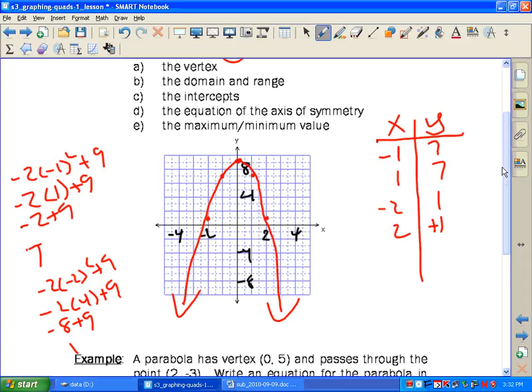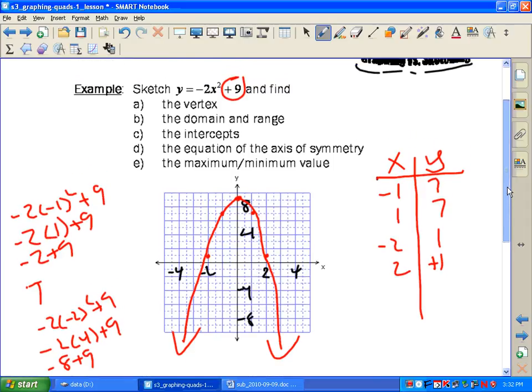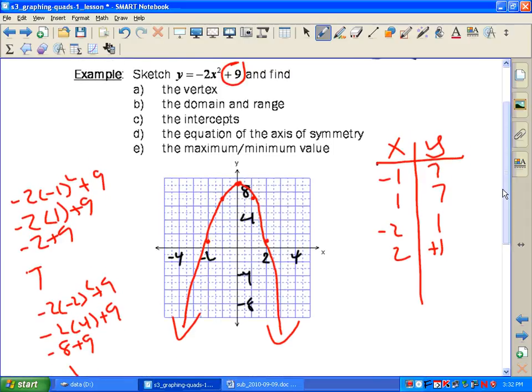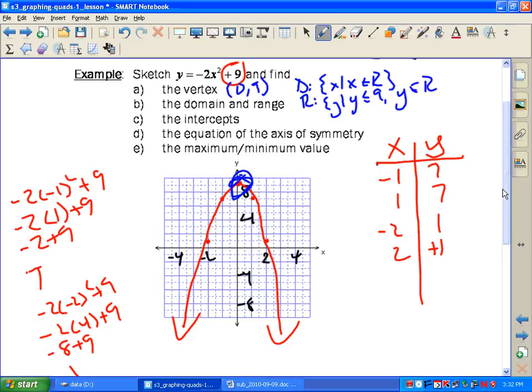Okay? So it asks us for the vertex. Well, the vertex would be 0, 9. The domain and range. Well, the domain is still all real numbers. In fact, for all quadratic functions, that's the domain. The range is a little different than we've been used to, because y is now less than or equal to that maximum value of 9. And then we say that y is an element of the range.